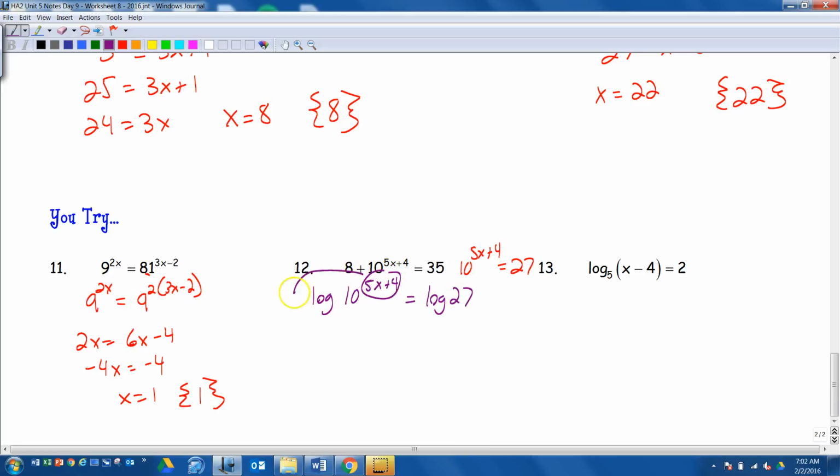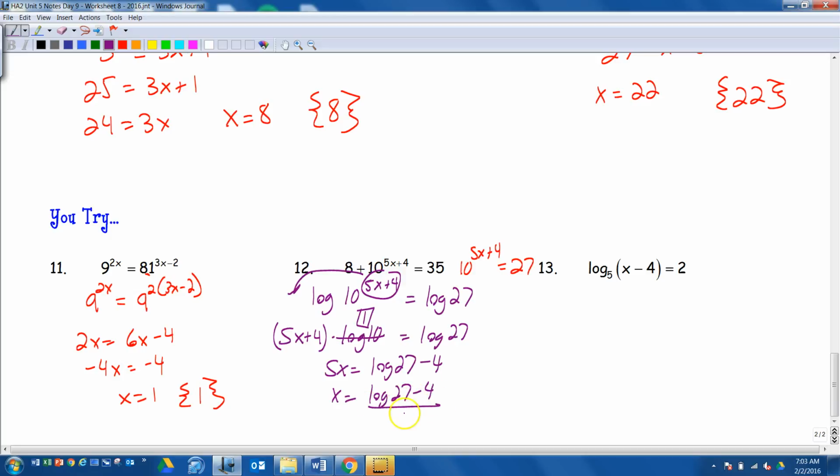So this is going to come down in front. So I get 5x plus 4, this whole thing, times log of 10, which is just 1. So that's going to go away and turn into a 1, right? So then I can just start subtracting the 4 over. So I have 5x is equal to log of 27 minus 4. X is equal to the log of 27 minus 4 over 5, which is approximately negative 0.514. And again, that should work because we didn't start with a log, which gives you a domain restriction. This one we're going to have to check at the end.